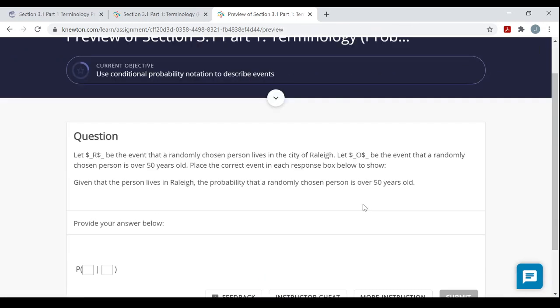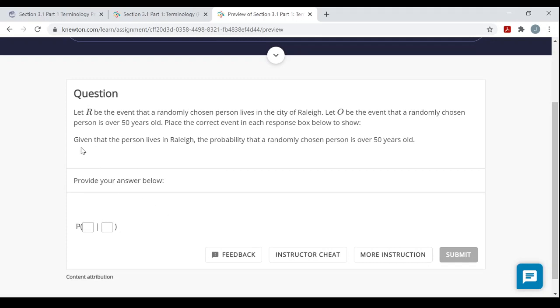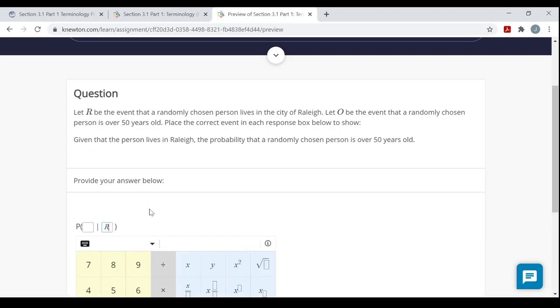Another one like this, where they have you filling in the blank with letters. Let R be the event that a randomly chosen person lives in the city of Raleigh. Let O be the event that a randomly chosen person is over 50 years old. Place the correct event in each response box below. Given that the person lives in Raleigh, the probability that a randomly chosen person is over 50 years old. Look at the word given here. The person lives in Raleigh, so that one is already happening, so that goes after the bar.